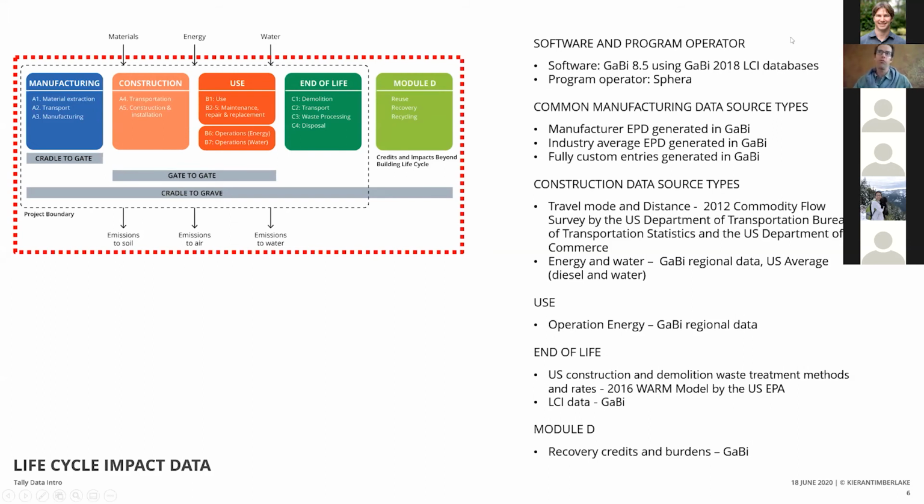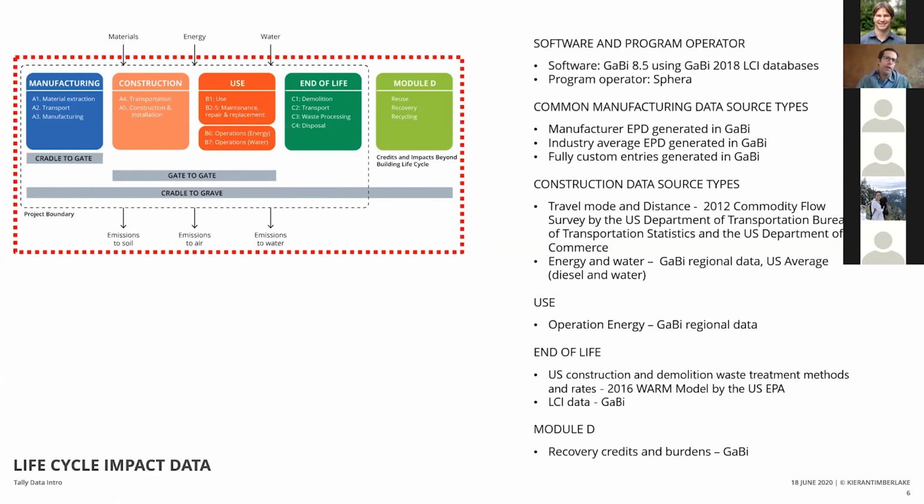As far as data sources for travel mode and distance, this is something that the US government actually tracks. So we use the 2012 Commodity Flow Survey. In there, they have basically travel distance by type of mode for all materials inside and coming to the US, which is a pretty remarkable data set. And that's what we use as an average that could then be adjusted by the user if they so choose. Energy comes from regional data sets provided by GaBi that reflect US average diesel and grid energy. That's the operational energy, similarly, regional data sets.